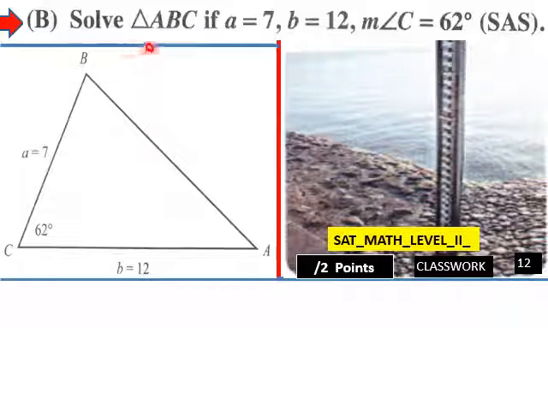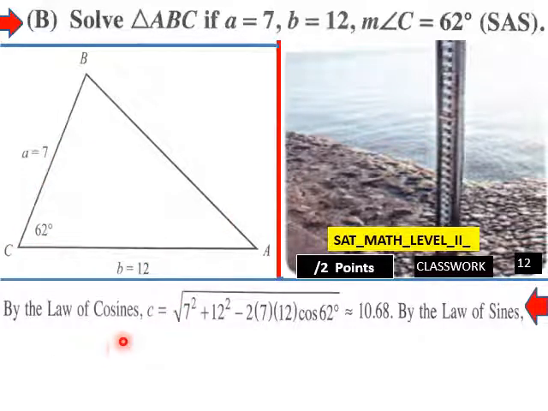And then we have B here, solve triangle ABC. a is 7, so here's 7. b is 12 down here, and then the measure of angle C is 62. So this is what we know. We need to find our other stuff there. And this is side angle side. So by the law of cosines, to find our length here of c, which is this length here, it would be c squared, but we are taking the square root of everything. And this is all underneath the radical here, which will come out to be 10.68.